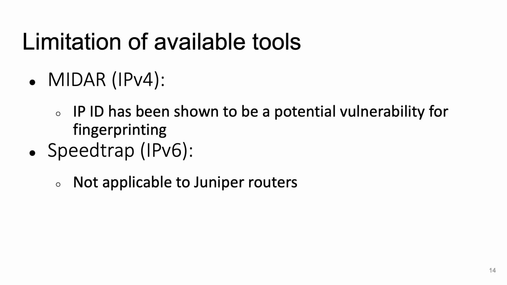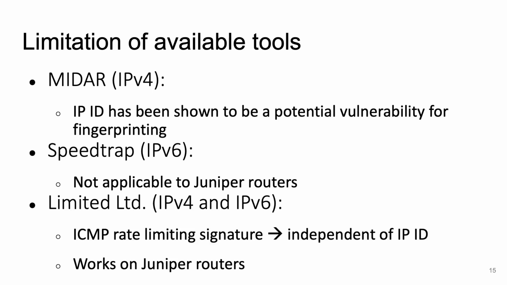So there is definitely room for improvement here, because these 2 tools have limitations. First of all, MIDAR in IPv4 is based on IP-ID, and that has been shown to be a potential vulnerability for fingerprinting. And SpeedTrap is not applicable to Juniper routers. So here we present Limited, which works in both IPv4 and IPv6. It leverages the ICMP rate limiting signature, which is independent of IP-ID, and it also works on Juniper routers for IPv4 and IPv6.